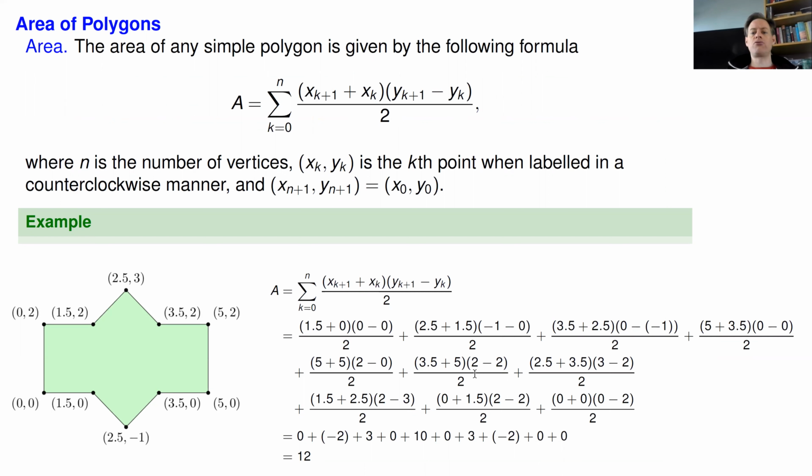Polygons are extremely useful in many respects. One thing that we need to be able to do is compute the area of a polygon, and we can do that using this formula. Basically, you add up the x values, you subtract the y values, and then you divide by 2. If you do this for all the n vertices, then we get the area of the polygon. And here is just an example that you can look at yourself.